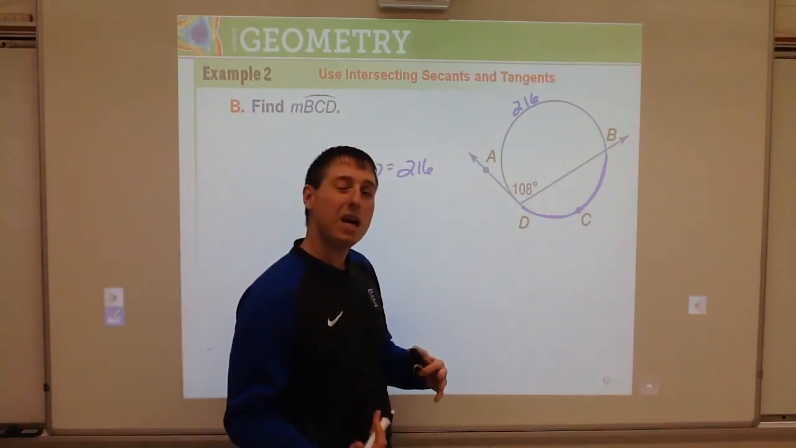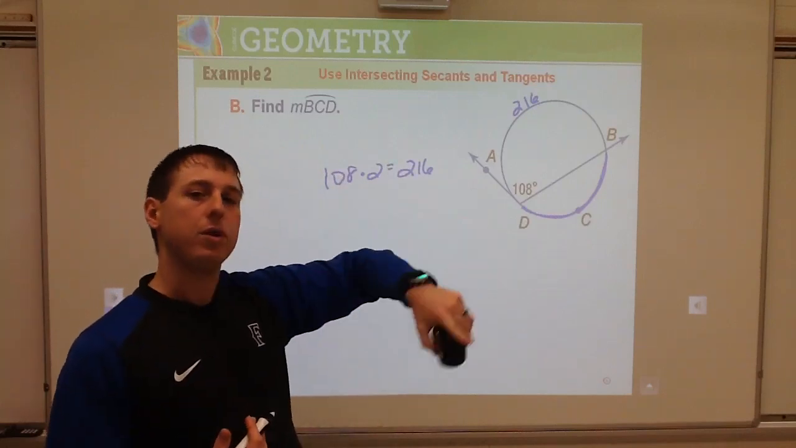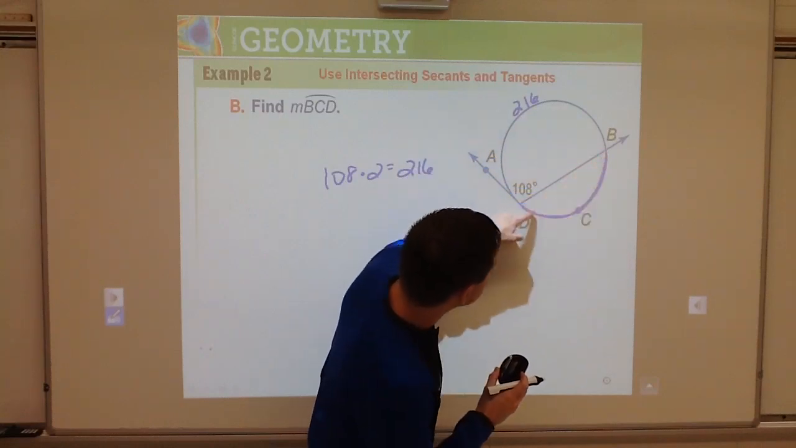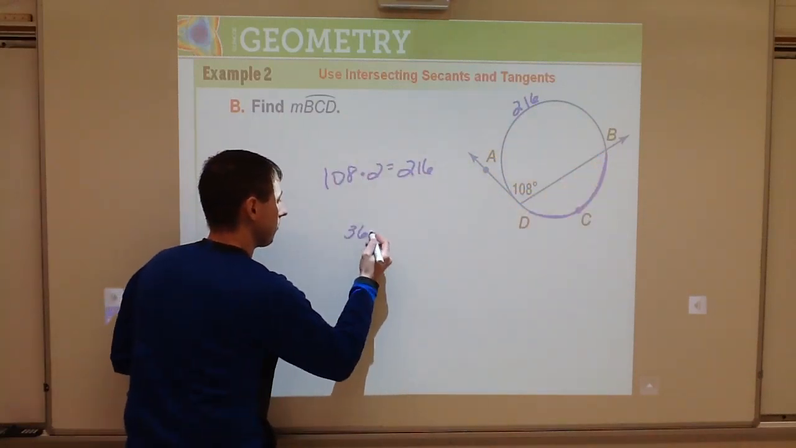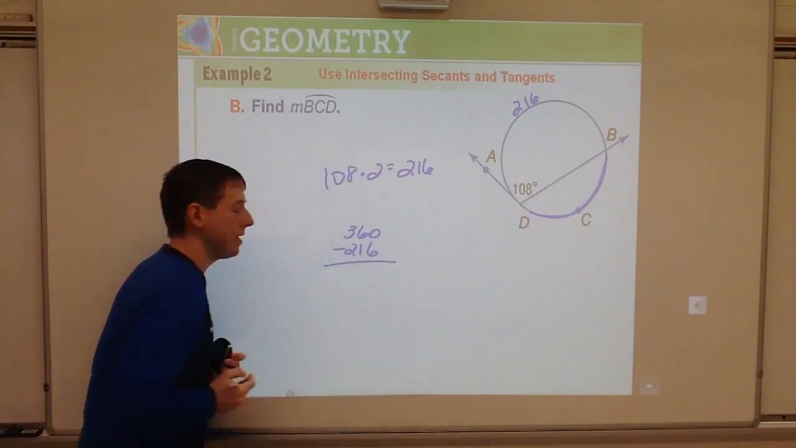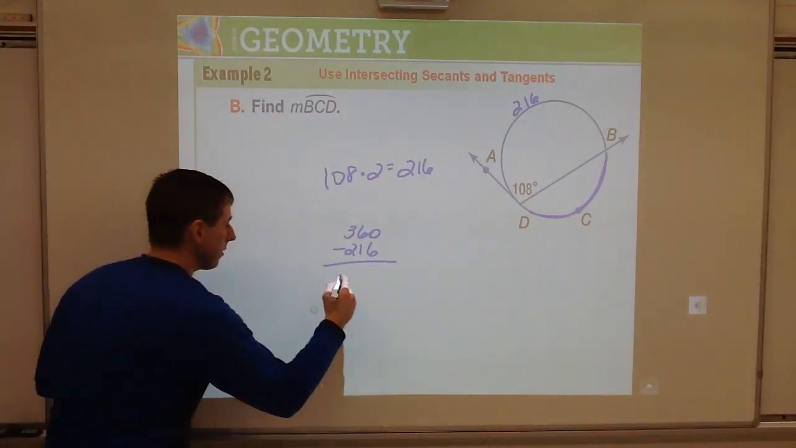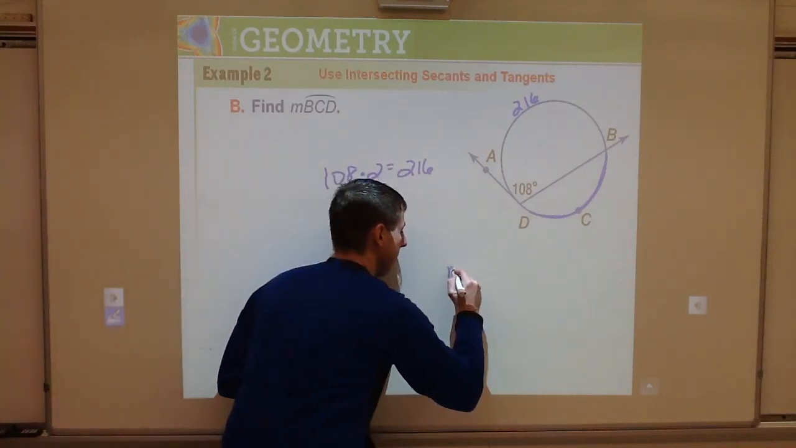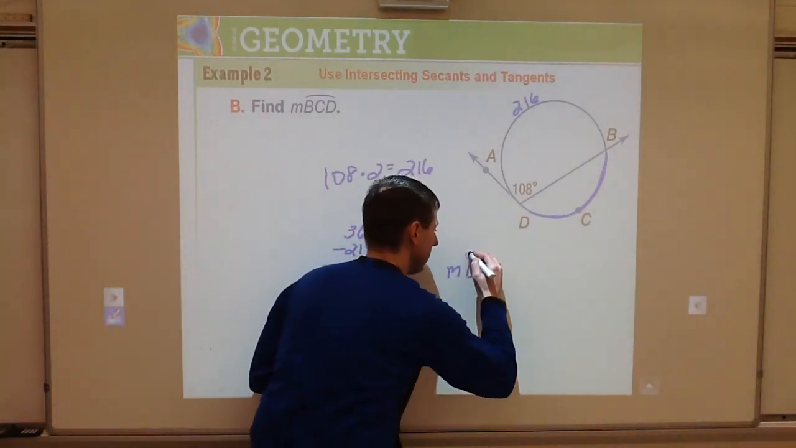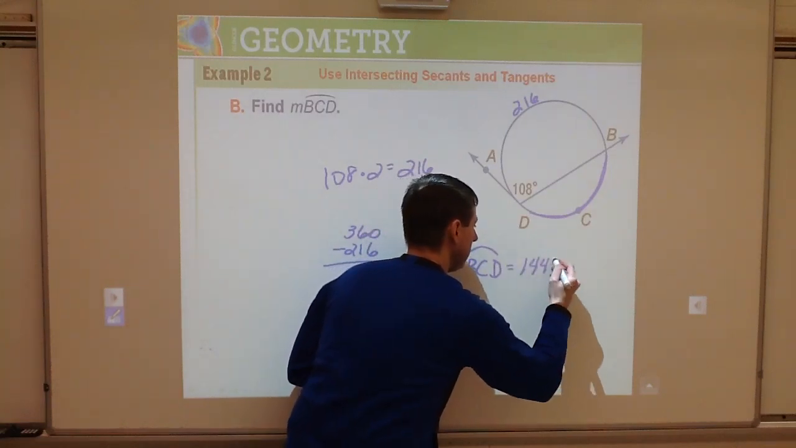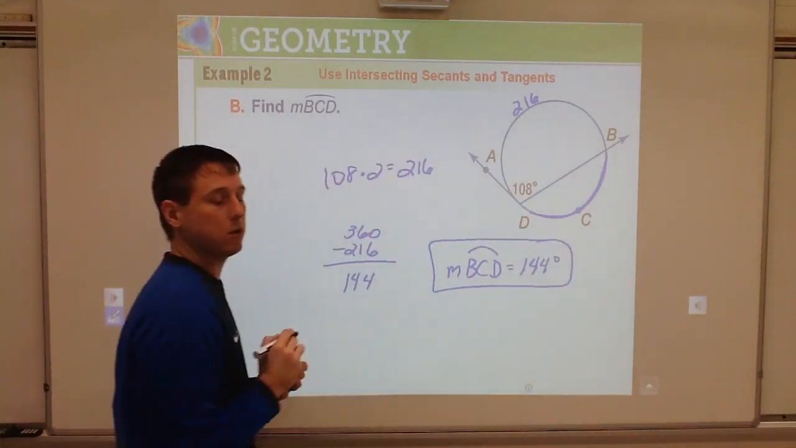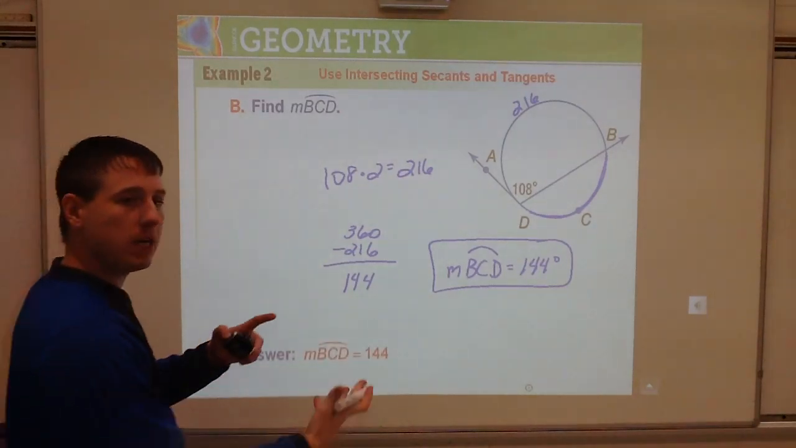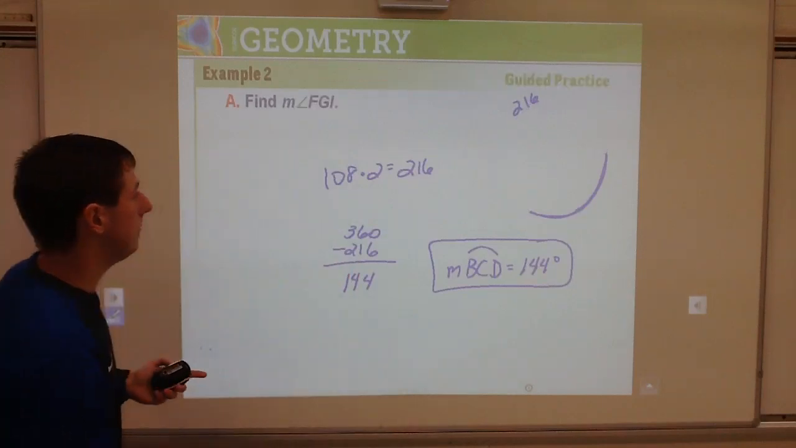Some of you guys probably already had it figured out, but remember every circle has 360 degrees. So if I know this part's 216, the rest of it is going to be 360 minus 216. Do that in your head, or however you do it. Get 144 for that arc. So the measure of arc BCD is 144 degrees. So that's just using the whole times 2 or divided by 2, depending on what they give you.